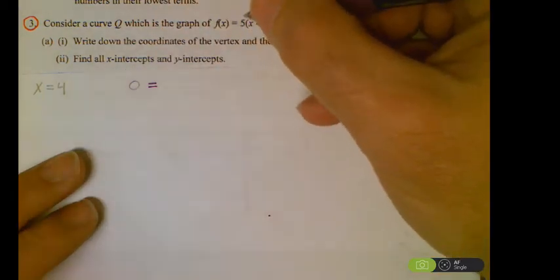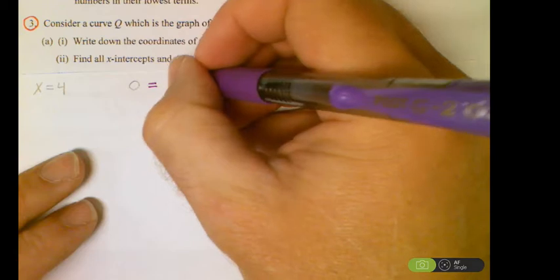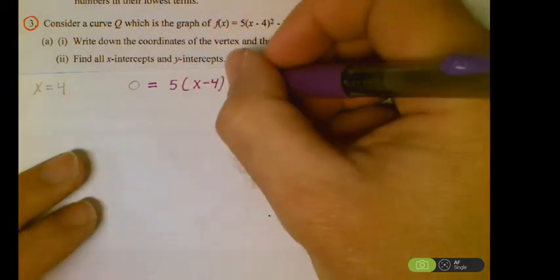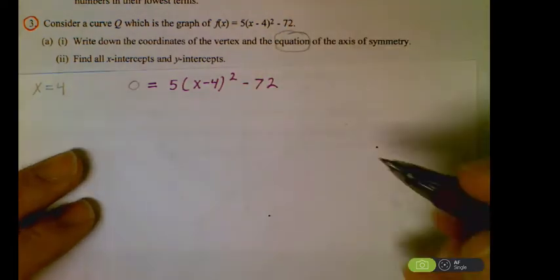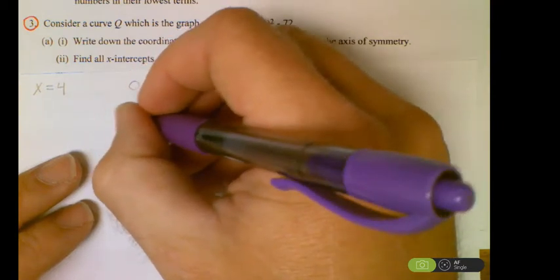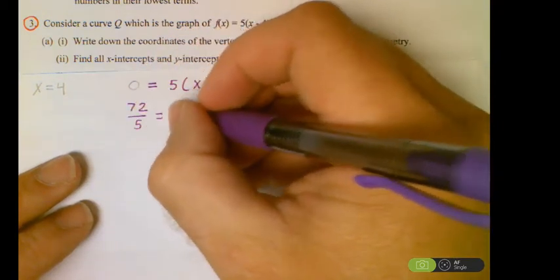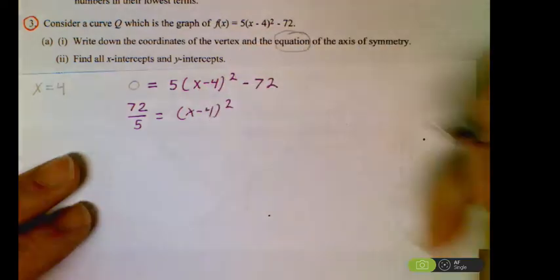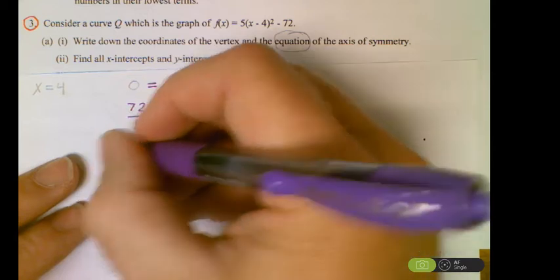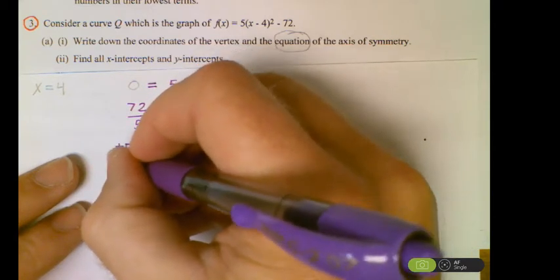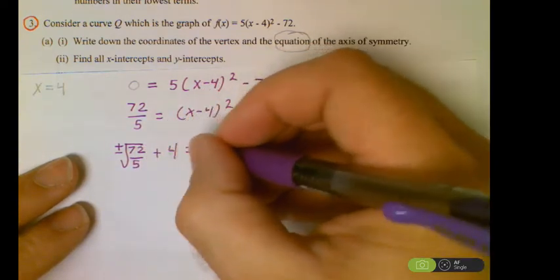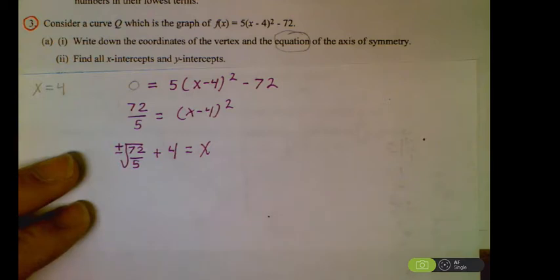So we've got our y equals 5 times x minus 4 squared minus 72. So we're just solving that equation. So add the 72, divide by 5. We would then square root both sides. And then if I add the 4 over, we have our x-intercepts right there.